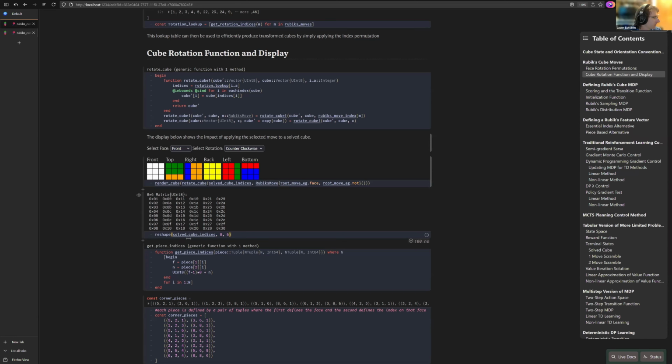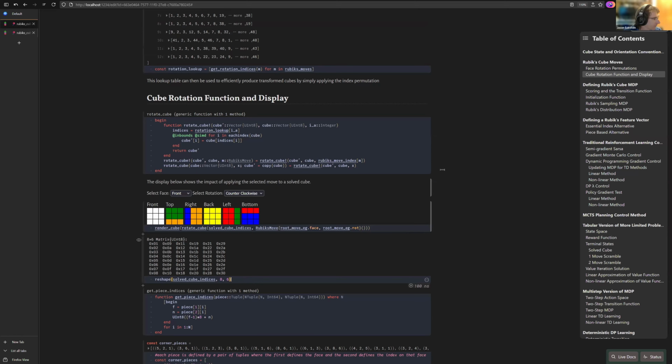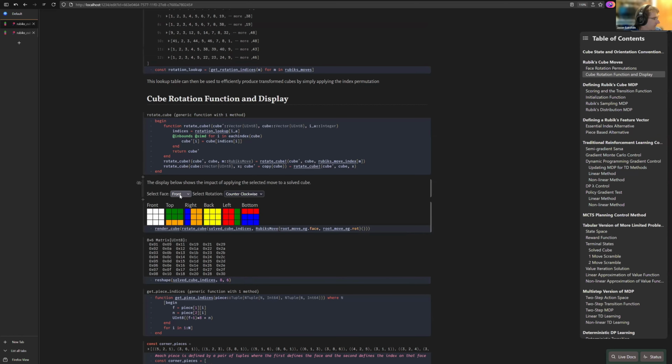Oh yeah, no, forget about that, this doesn't matter. So through these selectors, I can select any of the 12 moves, and this is just showing how it transforms the cube. And if you grab one, you can just verify that this is doing the correct transformation.